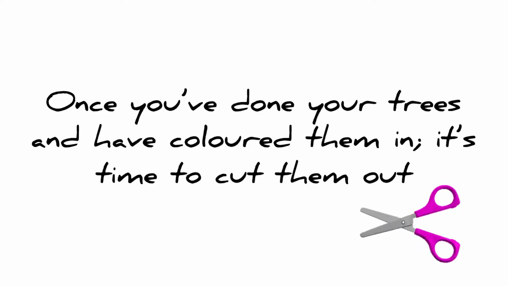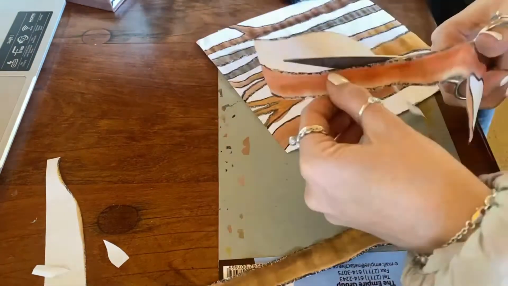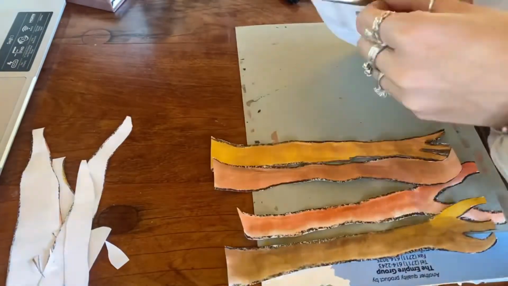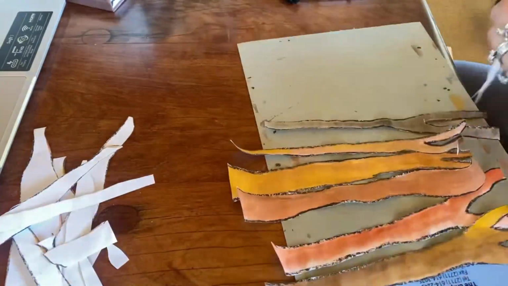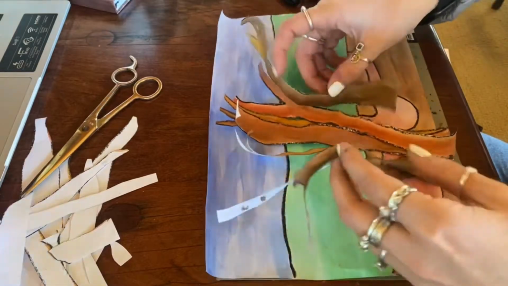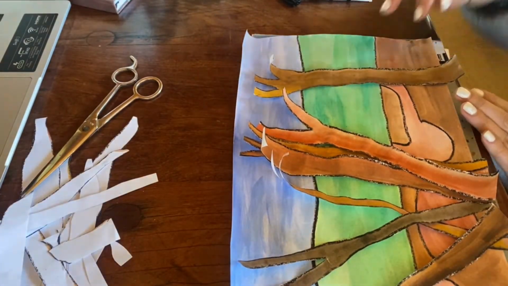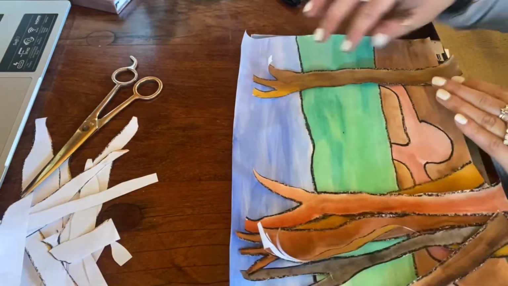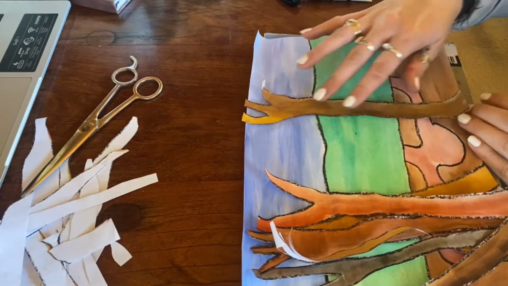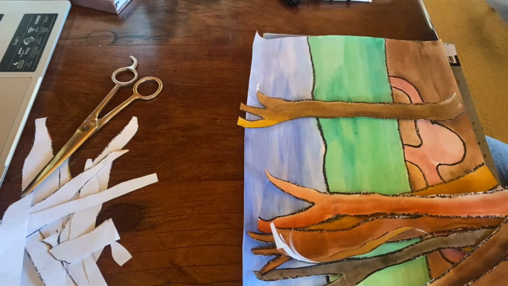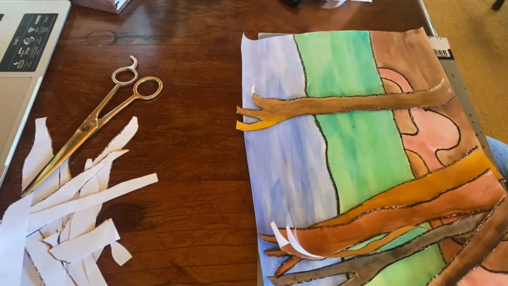Once you've done your trees and have coloured them in, it's time to cut them out. Okay, now that I've got all my trees, we're going to have to place them where we want them to go. We're going to have to cut them because they are much bigger than the paper, but the reason that we've done them bigger is so that we can choose how long we want them.